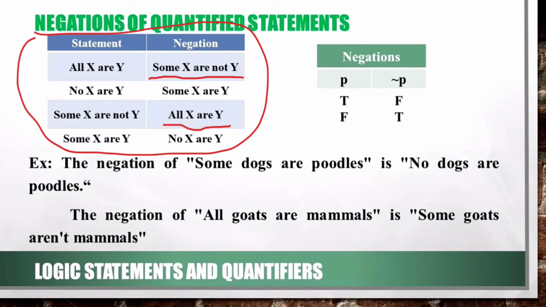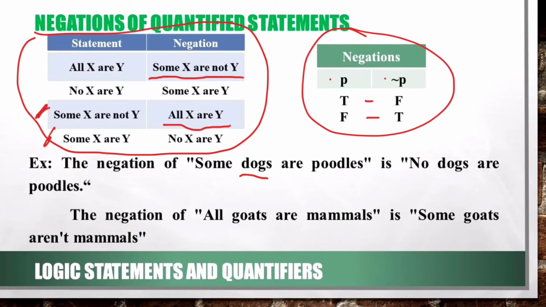As a shortcut, please check this table on negation. If your statement is P, this is its negation, not P. If P is true, its negation is false. If P is false, its negation is true. So the negation of some dogs are poodles is no dogs are poodles. Looking at the example, it uses the part at the end: some x are y, and its negation, no x are y.